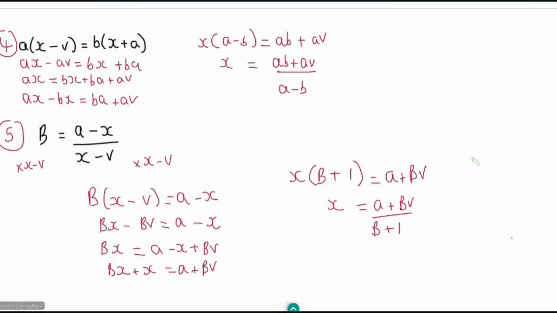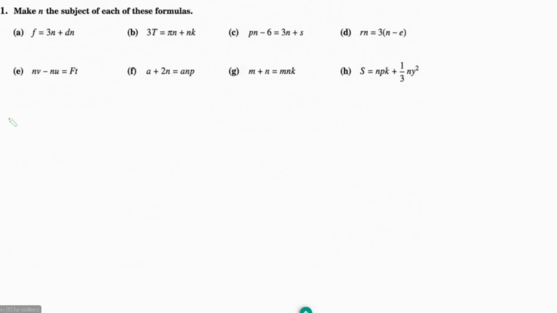Okay, so now we have 4 different sets of questions. So they get progressively more difficult. Do each section, put me on pause, unpause when you're done. Okay, so for these ones, we're making n the subject. So all the n's, any term with an n is on the right-hand side, anything without is on the left already. So we can go ahead and factorise. So let's take out an n, 3 plus d on the inside. Then we would divide both sides by 3 plus d.